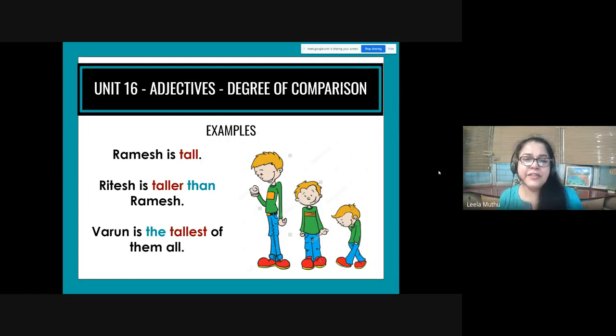Now let's look at the drawings and the examples. This is the fun part because I like to put these pictures, which make it a little more interesting for you. All right, only for you. Okay, Ramesh is tall.